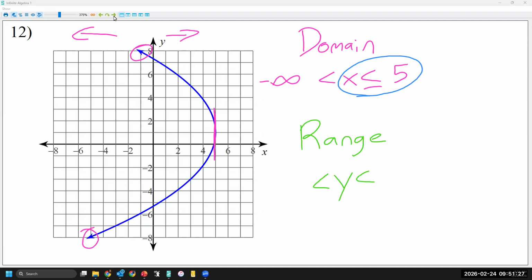And then lastly, for range, how far down does it go? Got an arrow going down, so negative infinity. How far up? I got an arrow right there going up to positive infinity. So I have negative infinity to positive infinity, which means I could also write all real numbers.